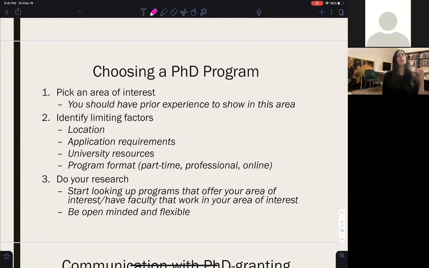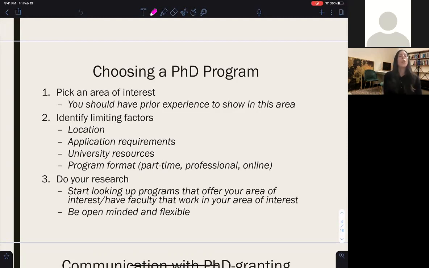Another thing I've heard from a lot of PhD students is, oh, well, I have a spouse and a family and I can't move from this one location. So that might limit you even more. For example, maybe you have to stay in Southern California, or maybe you don't. So you need to identify what these limiting factors might be for yourself.